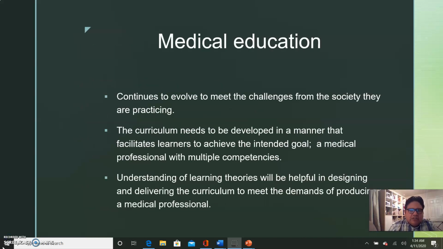Medical education continues to evolve to meet the challenges of society. The curriculum needs to evolve in a manner that facilitates learners to achieve the intended goal to be medical professionals. Understanding the learning theories is helpful to design and deliver a curriculum that meets the demands of producing a medical professional.